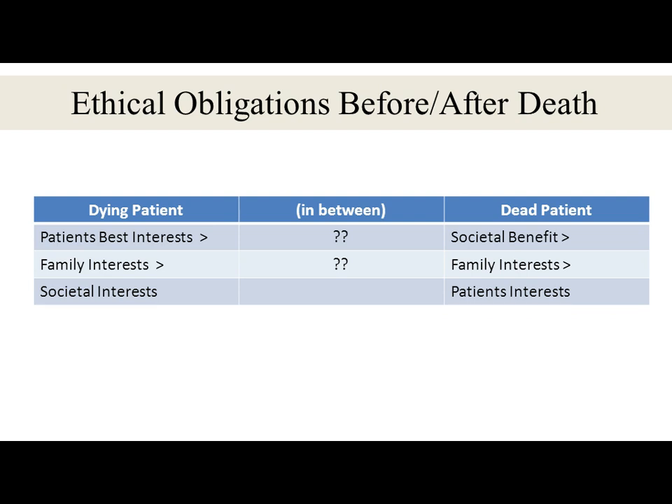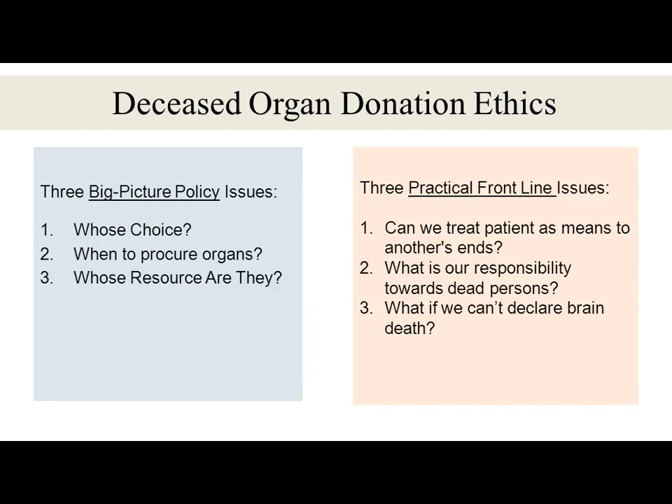So you might say, well, wait a second, what's in between dying and dead? Well, we have at least one case where there's uncertainty. And when there's uncertainty regarding whether my patient is dead, where do my obligations lie? Is it to societal benefit so that we can harvest organs, or is it towards the patient, where we say we can only do things that are going to benefit the patient? And that's going to present us with some challenges.